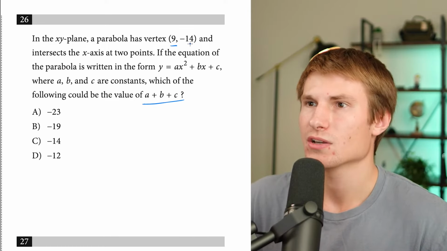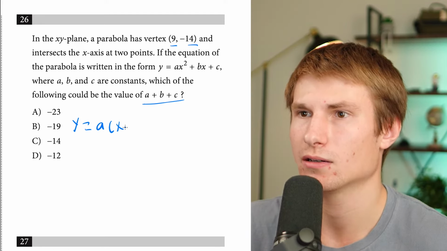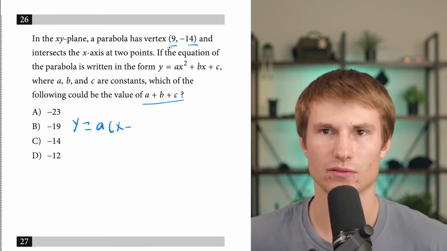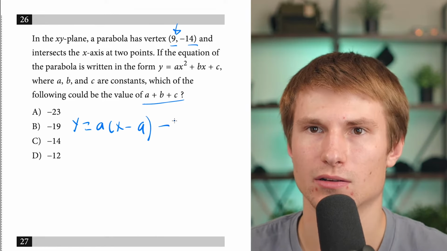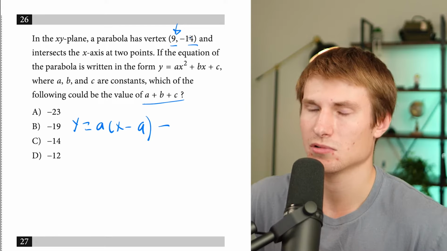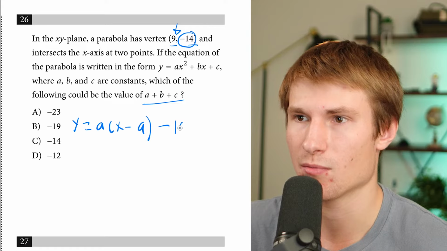Okay. So we've got our vertex. Let's go ahead and write this out in vertex form. Okay, vertex form is a times x minus the x coordinate of your vertex, which is 9. Okay, so that would be 9. And then plus whatever your y coordinate for your vertex is. In this case, that's negative 14, so it'd be minus 14.